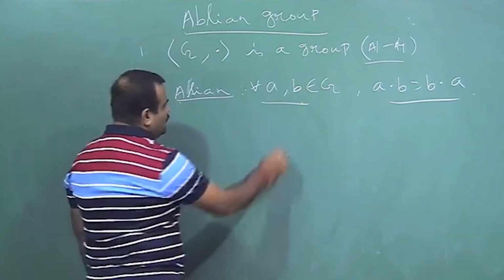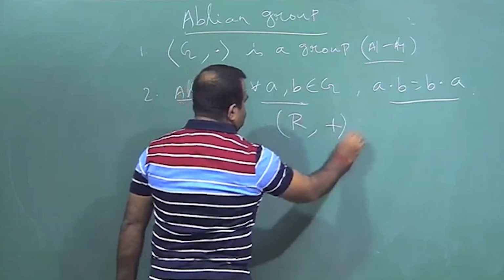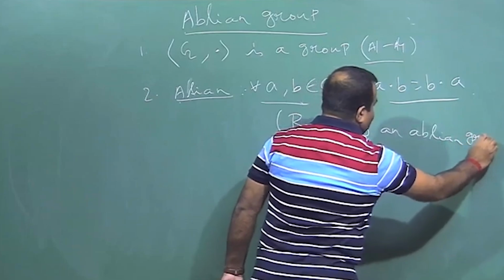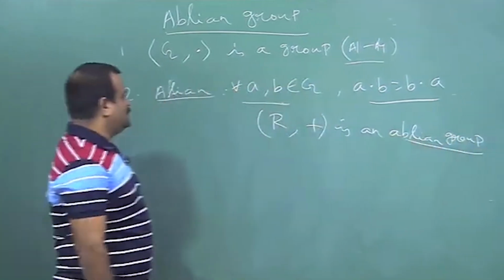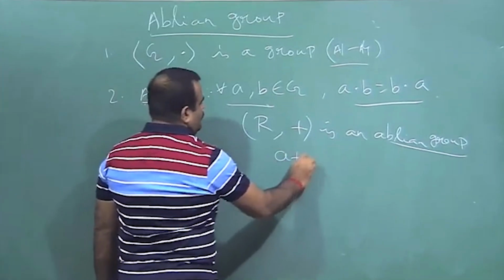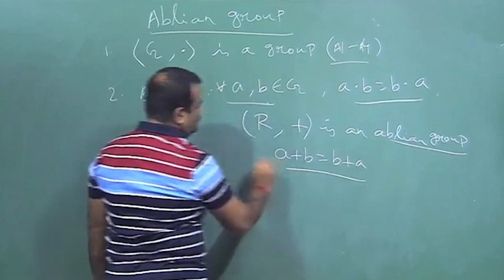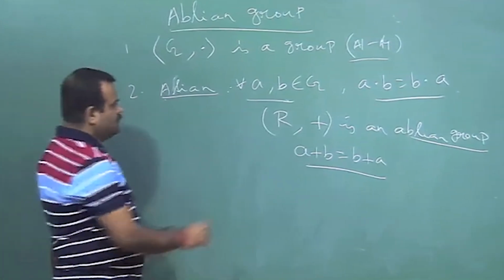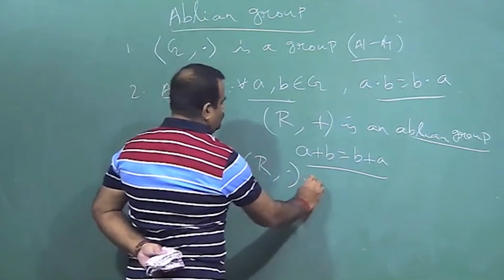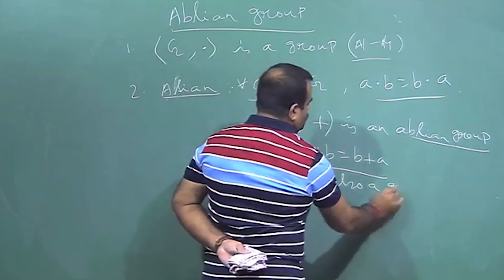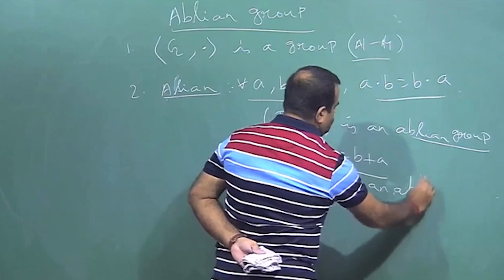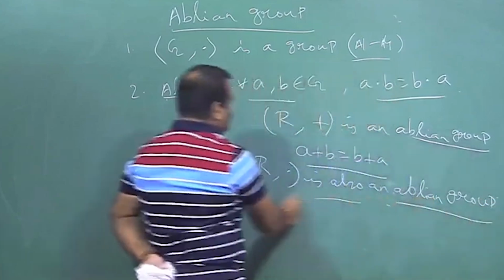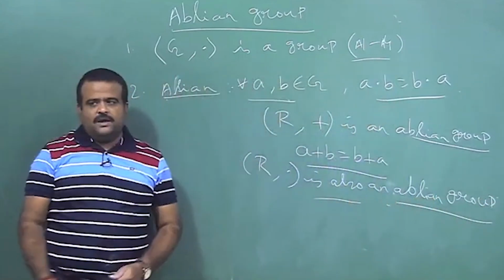So, for the groups we have seen, R plus is an abelian group, because the real number plus operation is an abelian operation: if you take 2 real numbers, a plus b is the same as b plus a. Even the dot is also an abelian operation, a commutative operation. So, R dot is also an abelian group or commutative group, because this operation has to be a commutative operation.